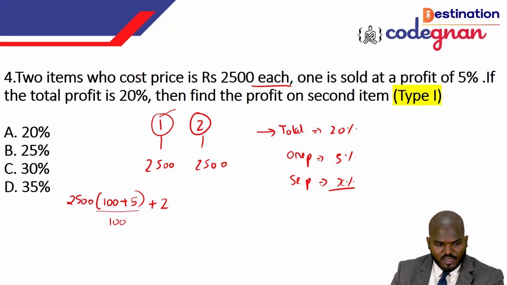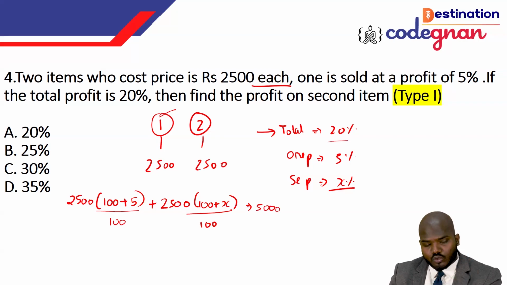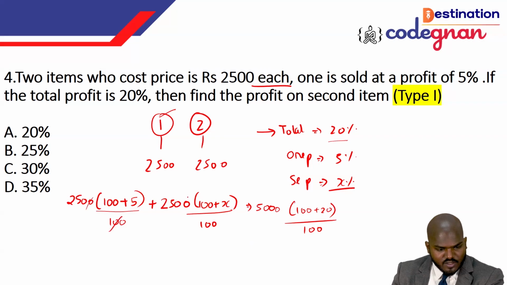Plus the second product, 2500. 100 plus x, I don't know, by 100 I'm making here. So finally, the total profit is equal to what? 20%. That is 5000. The total expense of these two things we can call 5000 here. So here the profit is equal to 20 by 100. If you sort this out, guys, the 100 gets cancelled. You see this 100, here also 100 gets cancelled.